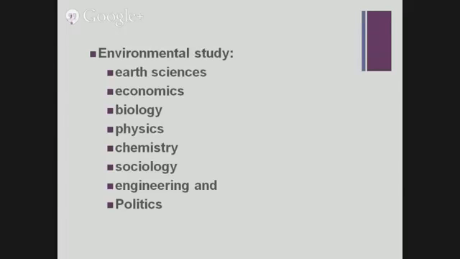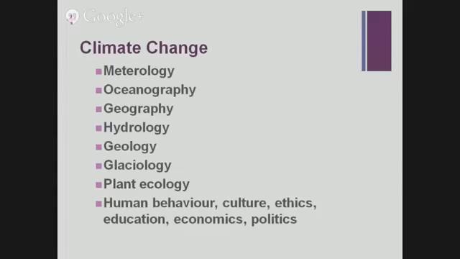Likewise, one can say that climate change, when it emerged, drew knowledge from various disciplines including meteorology, oceanography, geography, hydrology, geology, plant ecology, and in addition to that, knowledge from disciplines such as human behavior, culture, ethics, education, economics, and politics was also used to understand climate change.